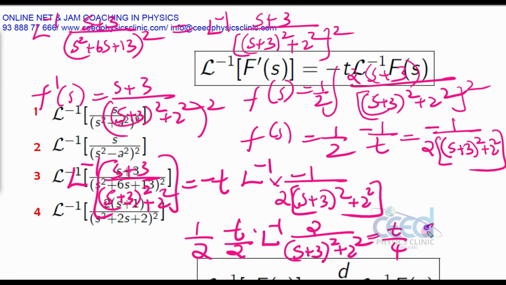But here s is added with this 3, so we have to multiply with e raised to minus 3t. By the shifting theorem, if s is added with a constant, you have to multiply with the negative of that constant into t as the exponential power. So this is the final result.